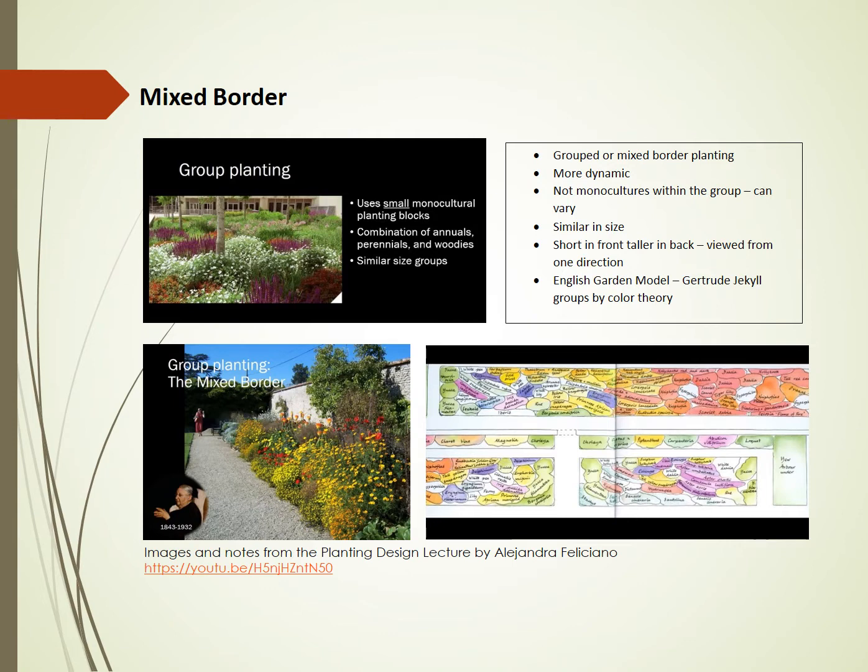Mixed borders are generally viewed from one direction, such as against a building or a wall, and the plants are arranged with smaller in front and taller in back, so that all plants can be seen. Mixed borders are classically part of the English garden model, championed by Gertrude Jekyll. She often grouped her plants by blossom or leaf color according to color theory principles. The terms foreground, middle ground, and background are often used with mixed border plantings.